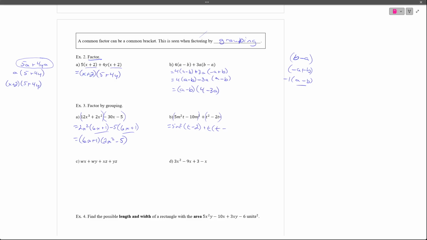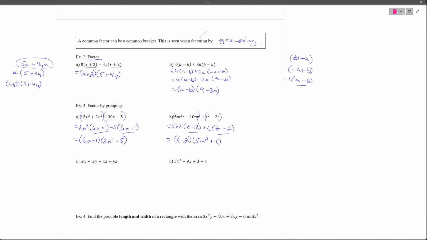Minus 2t divided by t. The t's cancel out, so we just end up with a 2. And there we go. We got a common bracket again. So we're going to factor out the t minus 2. And then we're going to combine our 2 multipliers. So we have 5m squared plus t. Okay, so far so good. Let's go to the next one.